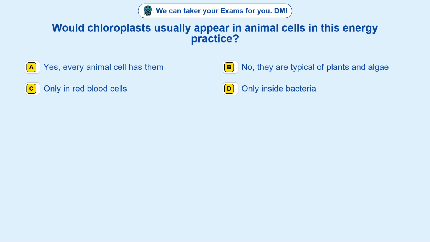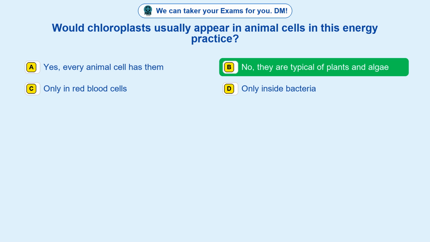Question 14. Would chloroplasts usually appear in animal cells in this energy practice? Option A. Yes, every animal cell has them. Option B. No, they are typical of plants and algae. Option C. Only in red blood cells. Option D. Only inside bacteria.